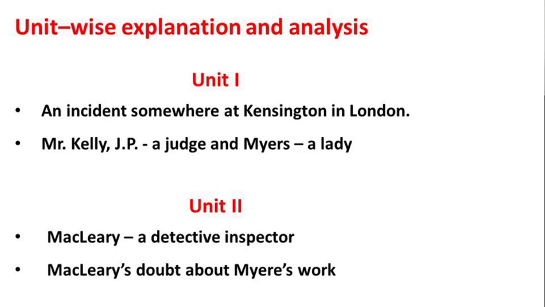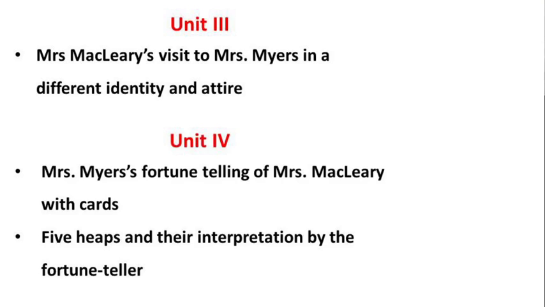He has also discovered that she has about 12 to 20 visitors every day, varying from char women to duchesses. He doesn't believe his wife's answer that she is a fortune teller. He suspects her profession to be prostitution or spying. Therefore, he asks his wife to go to her and find out her business. In the third unit, the writer tells about Mrs. McCleary's visit to Mrs. Myers.